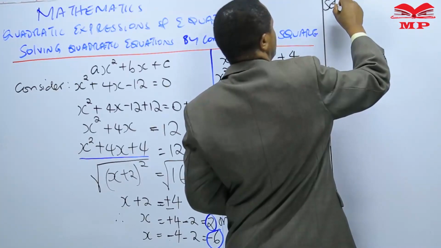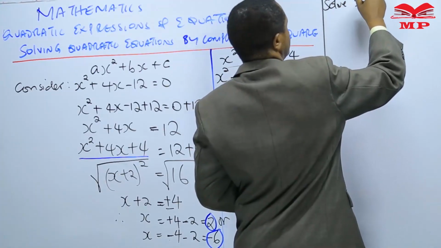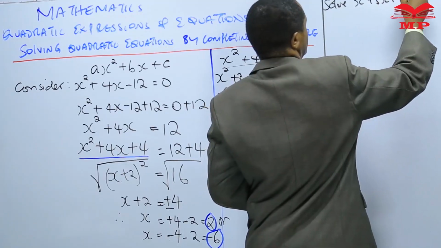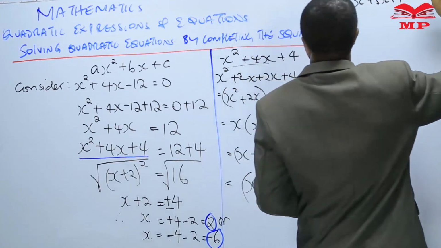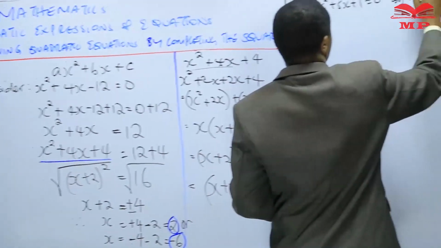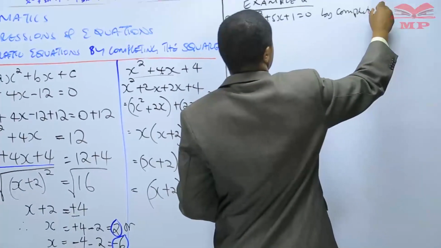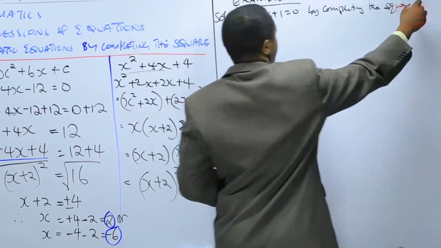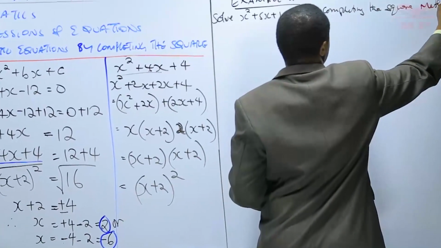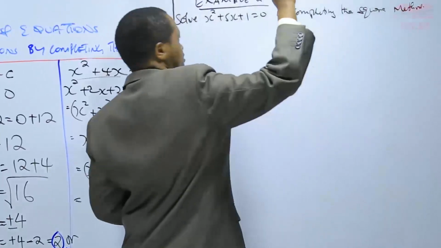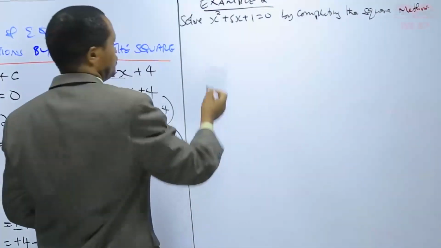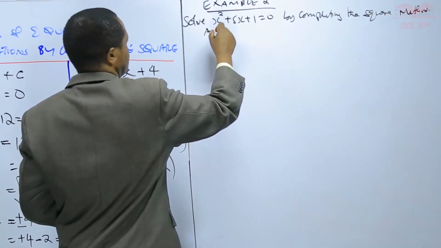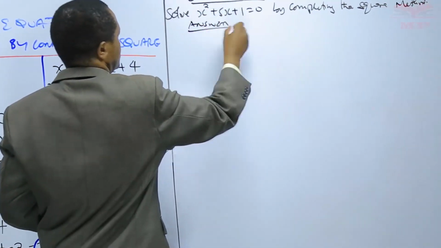Solve x squared plus 5x plus 1 is equal to 0 by completing the square method. Use the completing the square method to solve for x. So answer. How do we work out this?